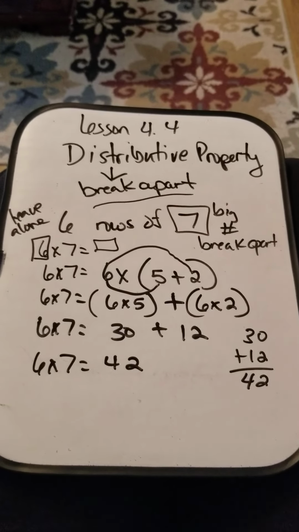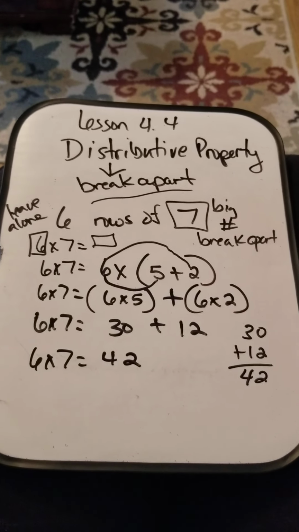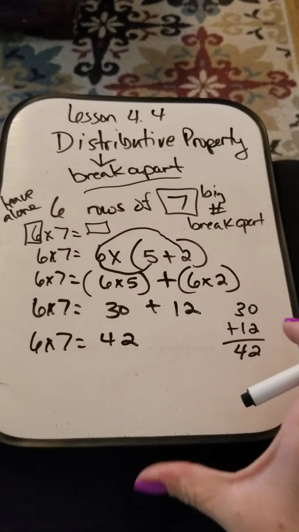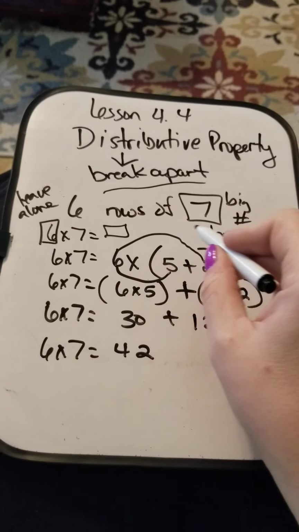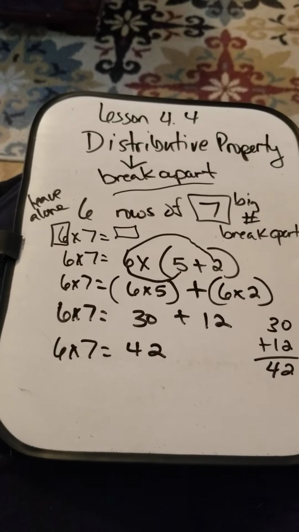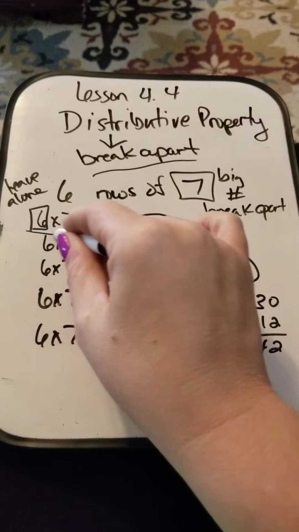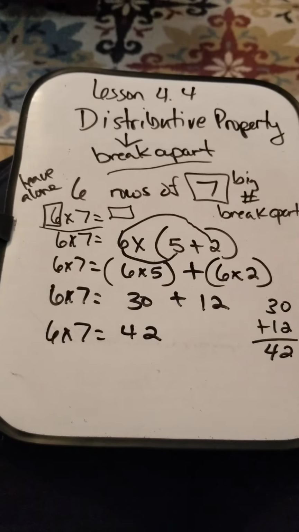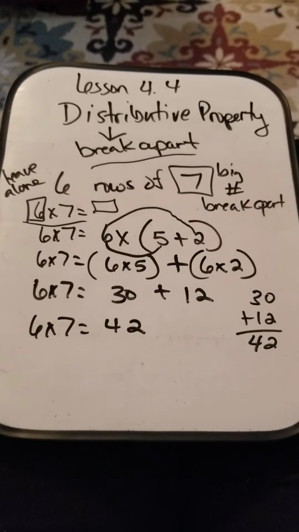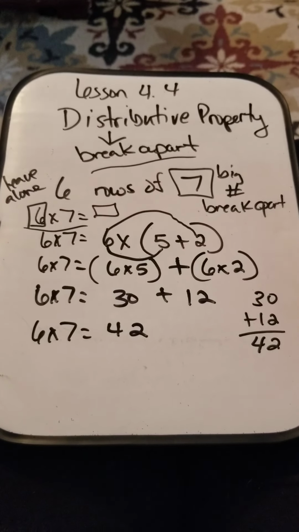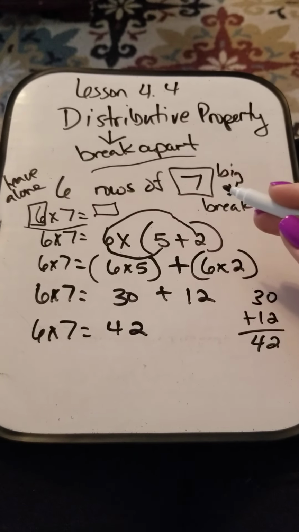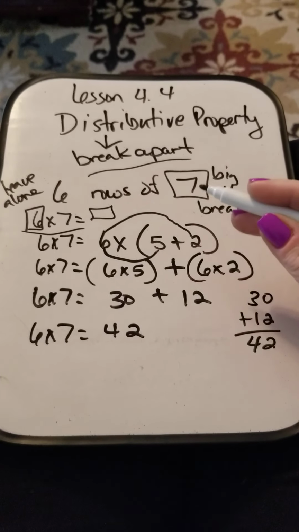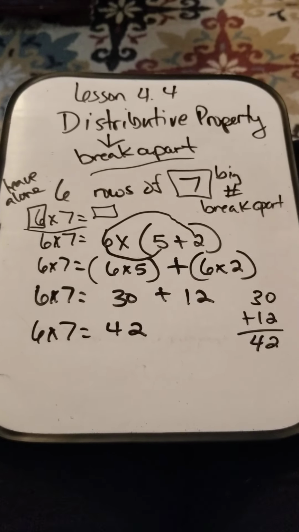So I'm going to show you how to draw the array in just a minute. My board wasn't big enough for all of that. But if I have 6 rows of 7, that multiplication fact is 6 times 7. Well, 7s are big numbers, and those are hard multiplication facts. So what we're going to do with the 7 is we're going to break it apart. What adds up to equal 7?